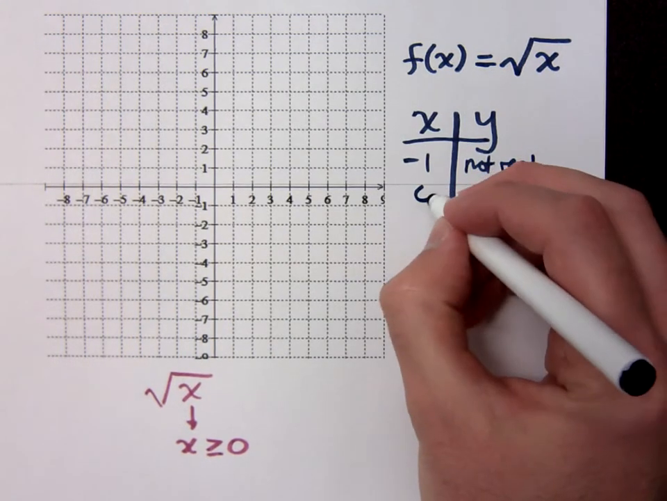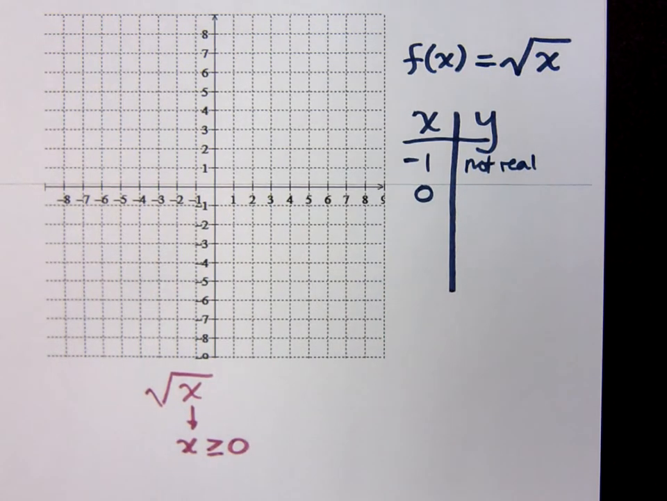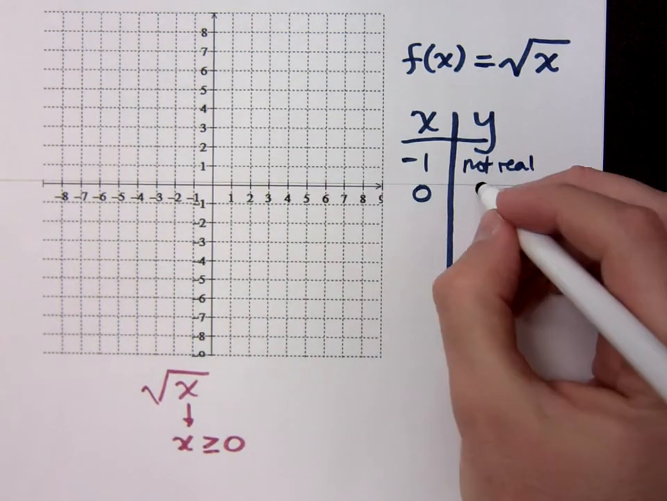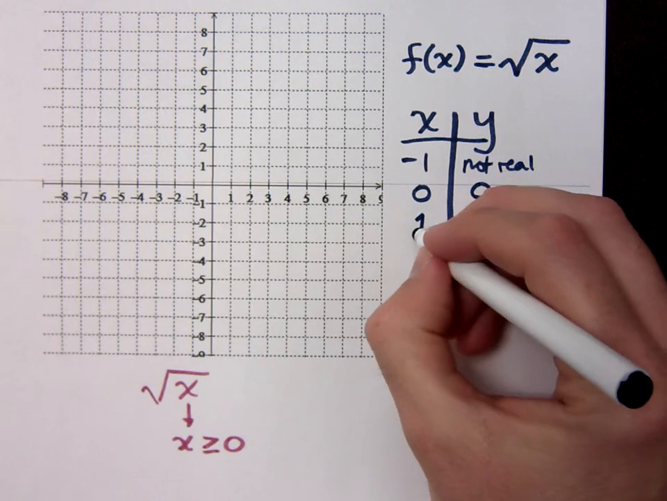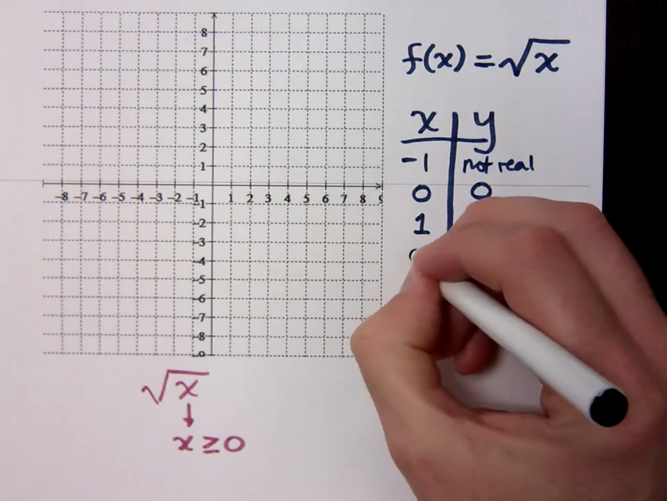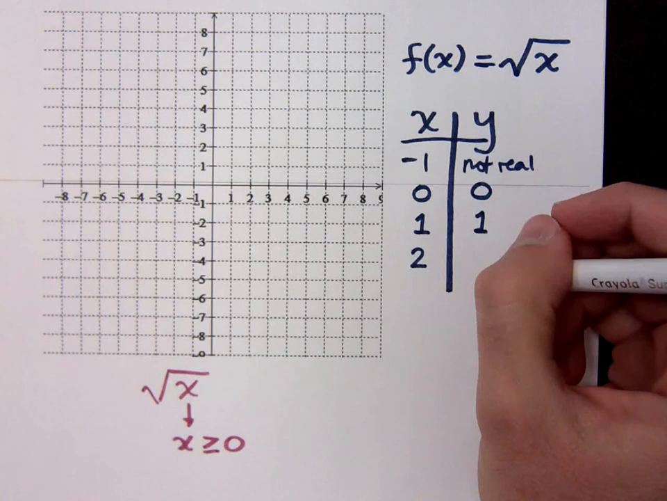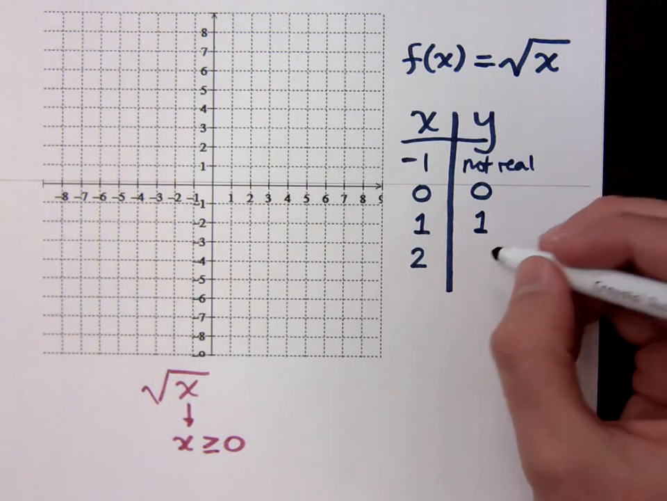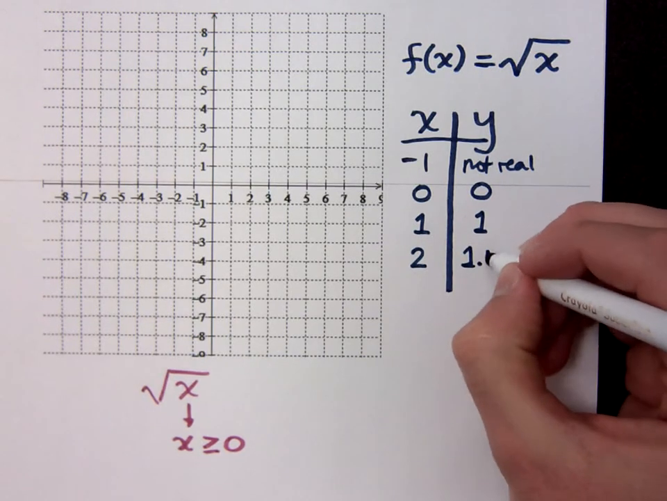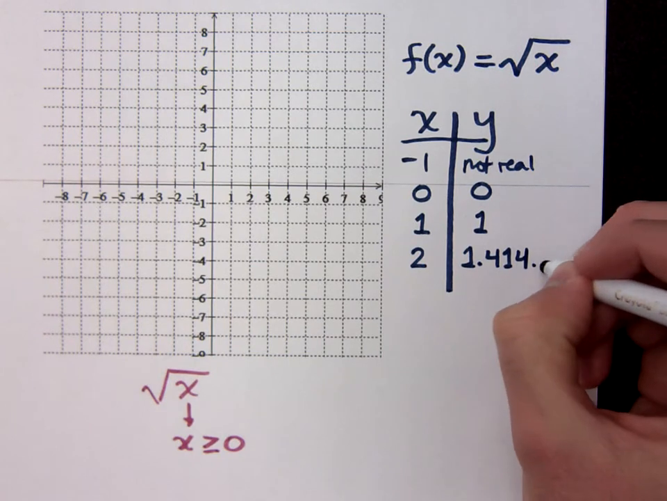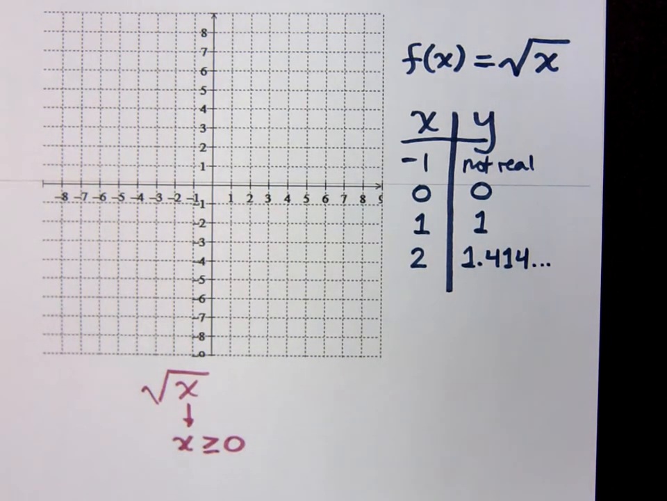What if I plug in 0? The square root of 0 is 0. If I plug in 1, what do you get? If I plug in 2, what do you get? It's about 1.414 and some other mess. It's not nice. It's what we call an irrational number. That means it can never be represented as a fraction of whole numbers. Okay, so you don't really want to plug in 2.